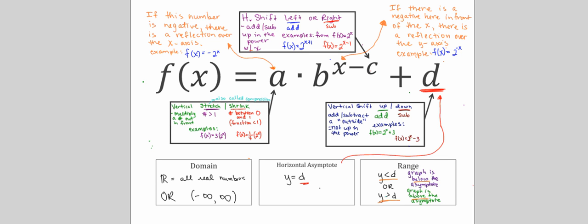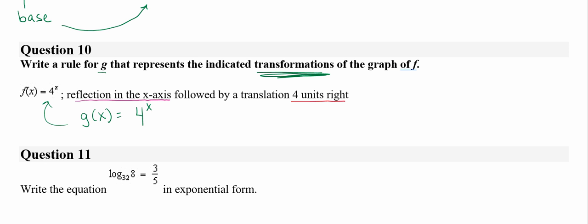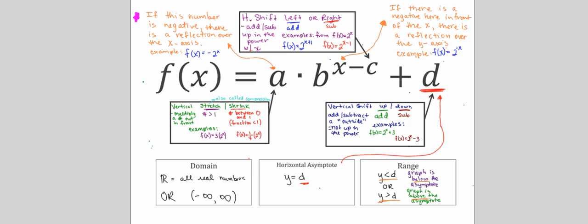If you read through it, if I want to do a reflection, if you look at this one right here, it says if this number is negative, then there's a reflection over the x-axis. So I'm going to use that idea backwards and say, if I need a reflection over the x-axis, that means there needs to be a negative out in front. Okay, let's look back at our sheet for the other one. We need to go 4 units right. That's right here at the top. It says right. And underneath it, it says subtract.